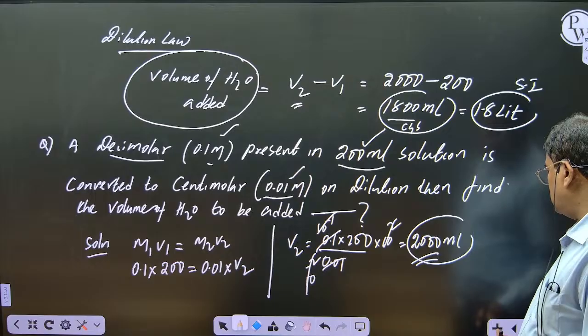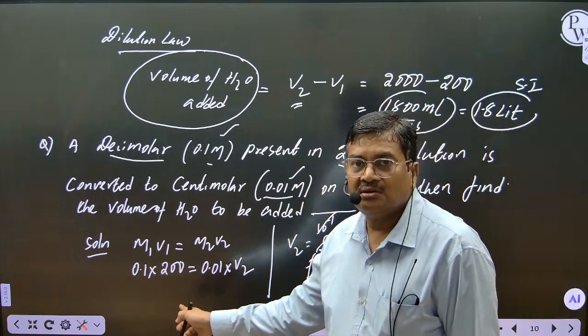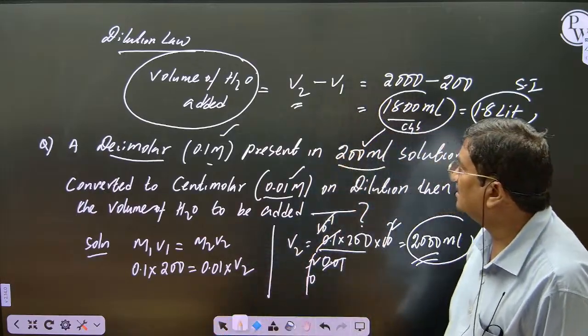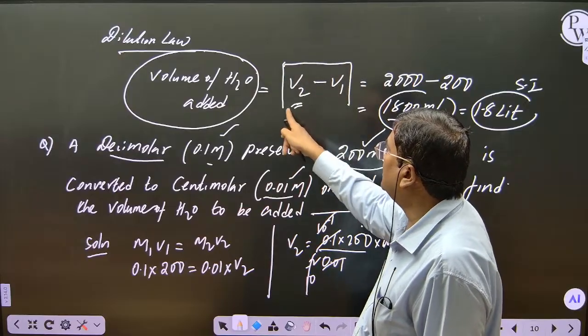Clear, students? Right. Next write heading, copied all of you? Clear now? Now write next heading. This relation you keep in a box: V2 final volume minus initial volume.